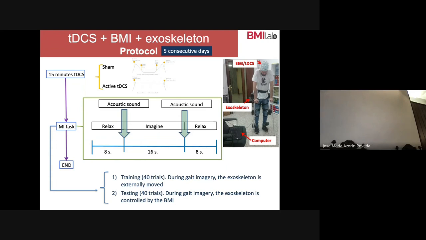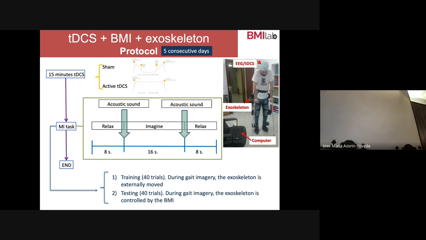After being stimulated, we started to train the system. I mean, we started to train the classifier. For doing that, we did 40 trials of training. In each trial, we did the following. First of all, the person was relaxed. After that, the person heard an acoustic sound and started to imagine that the person was walking. But at the same time that the person was thinking about the legs, the exoskeleton was externally moved. I mean, the person wasn't controlling the movement of the exoskeleton. The exoskeleton was automatically moved. After that, the person heard another acoustic sound, and the person was in the relaxed state.